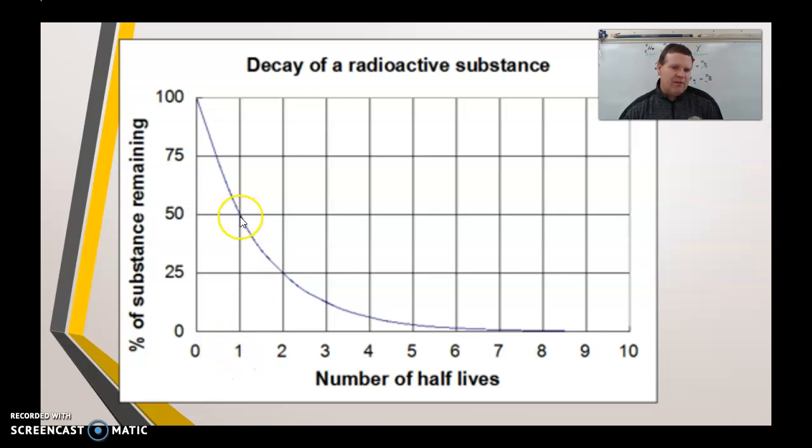Then we went from 50% to 25%. Well, we did that in another unit of time. Then we went from 25% to here, which would probably be about 12.5%, in 1 more unit of time. So on your guided notes, what I would like you to figure out is what would be the half-life of this particular graph right here.